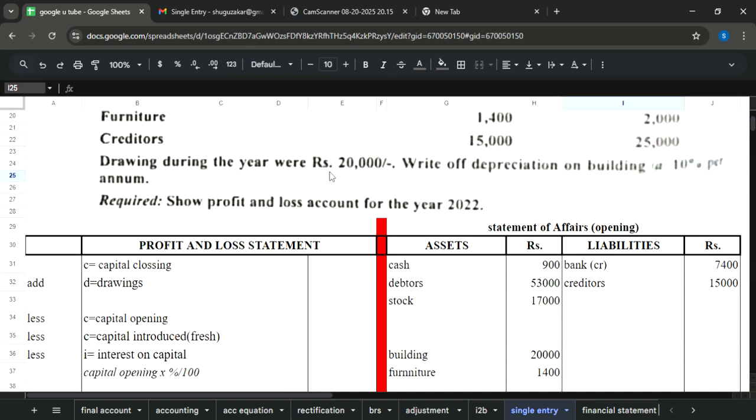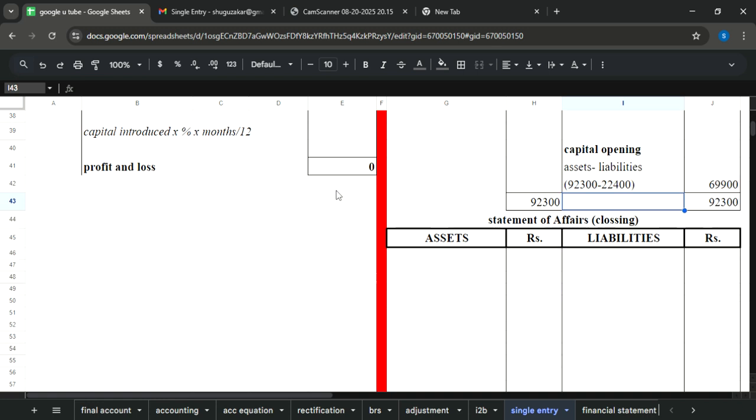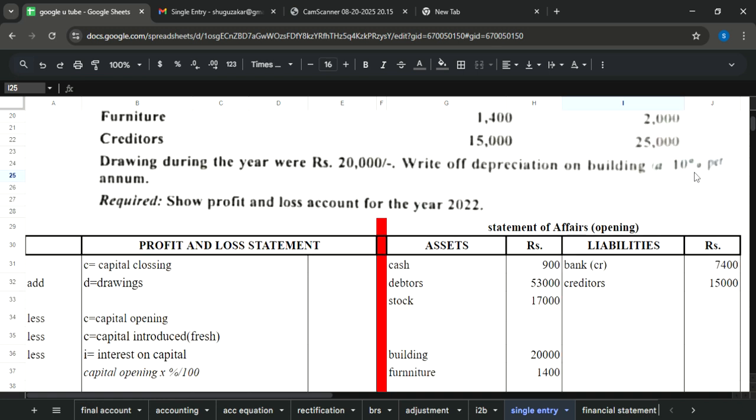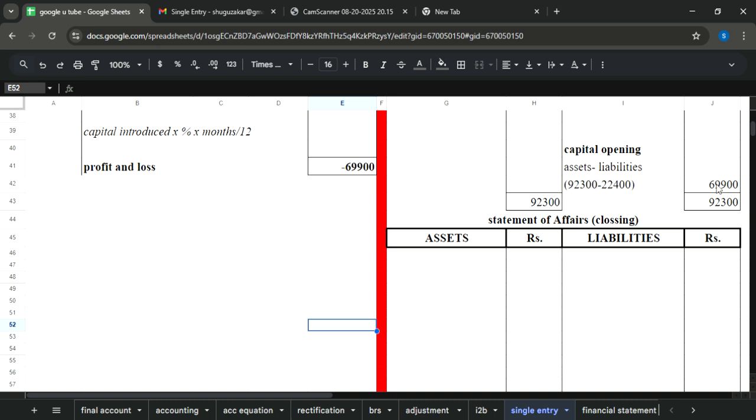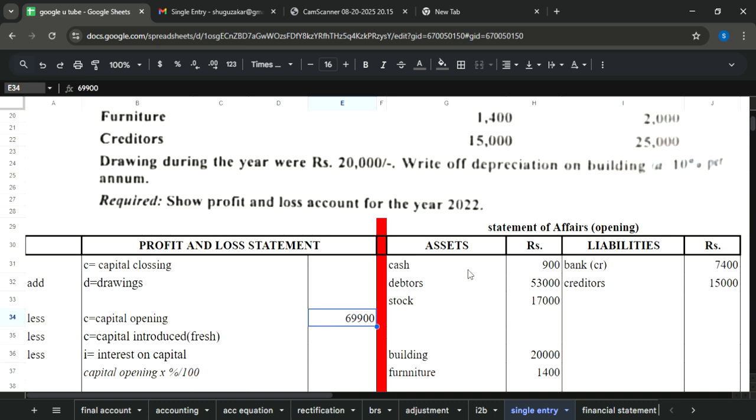Answers are not given in the question. You will follow the answer present over here. So we have calculated opening capital 69,900. Let me check again. 69,900, and we have written opening capital.